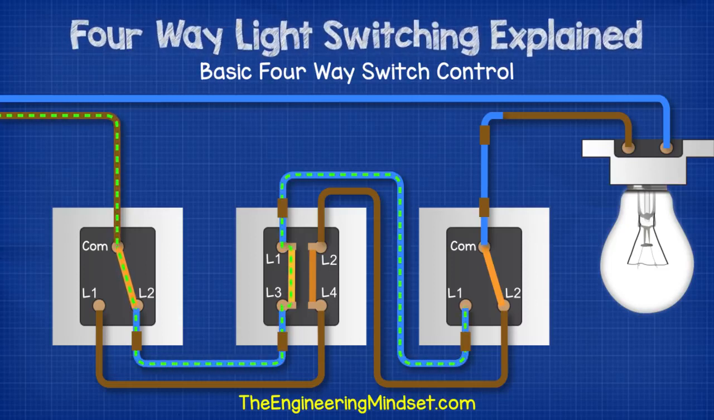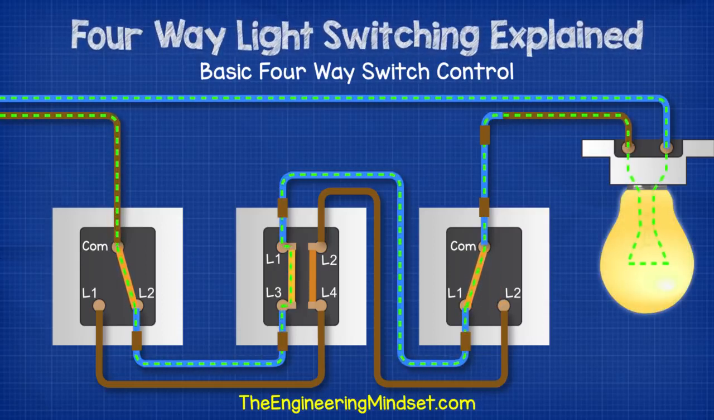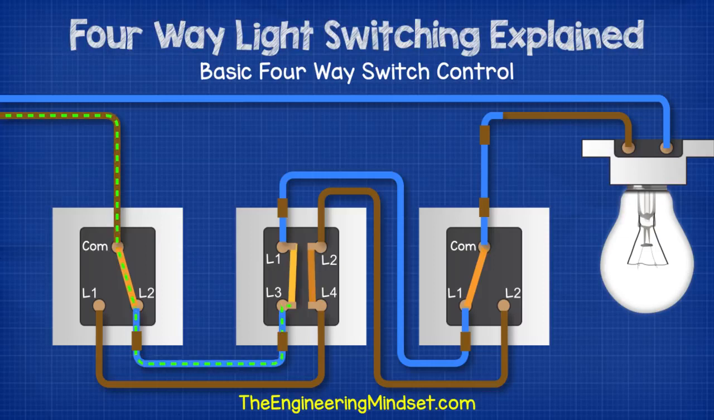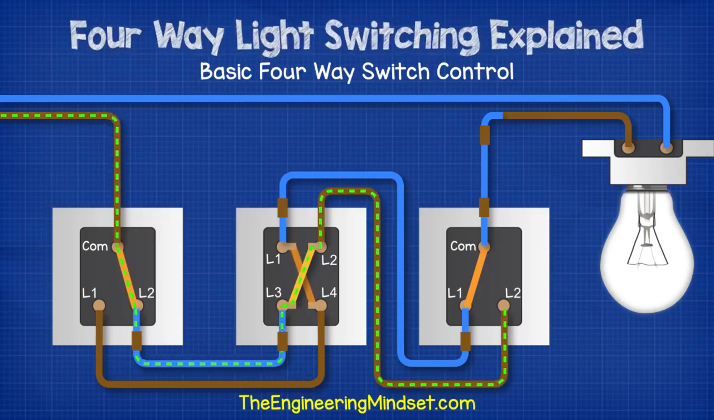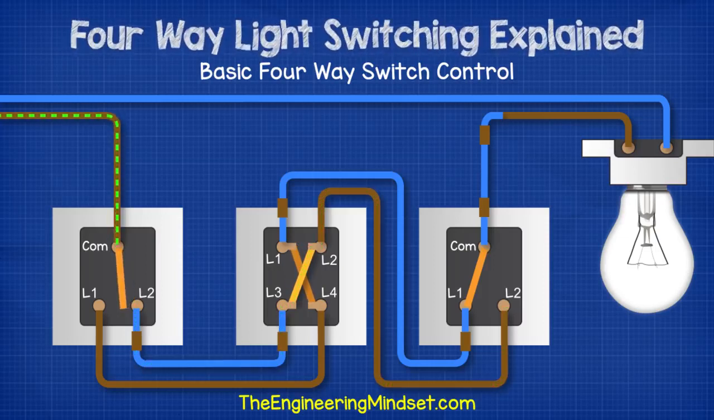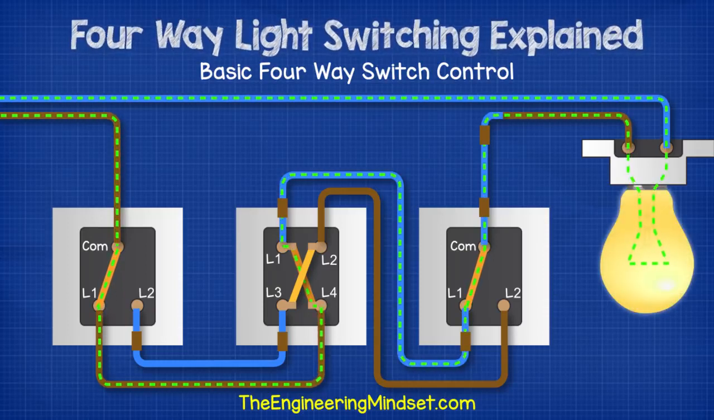Now, when we turn the power on, the electricity can flow through switch 1 and 2 and into switch 3, but the circuit is broken so the light will stay off. If we then flip switch 3, we complete the circuit and the light turns on. If we flip switch 2, we cross the paths and break the circuit. If we flip switch 1, we make the circuit again.